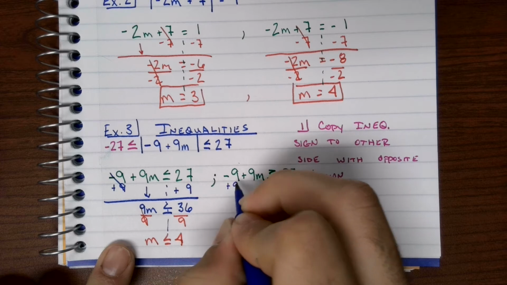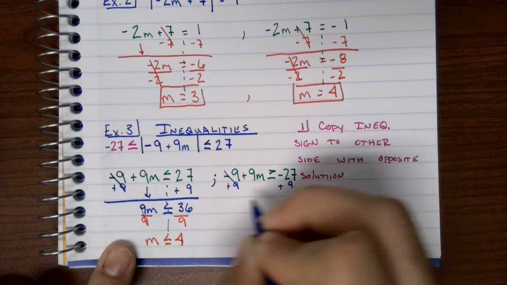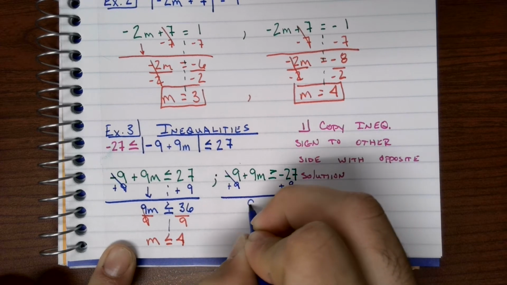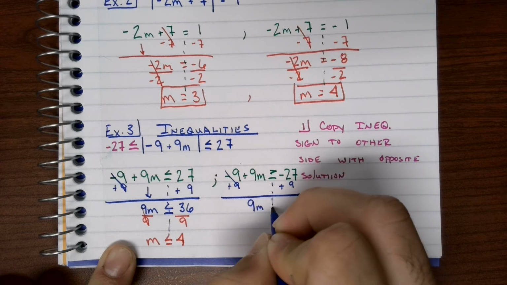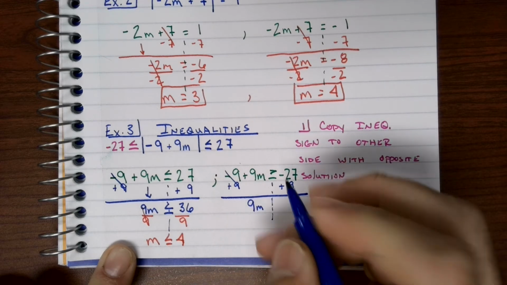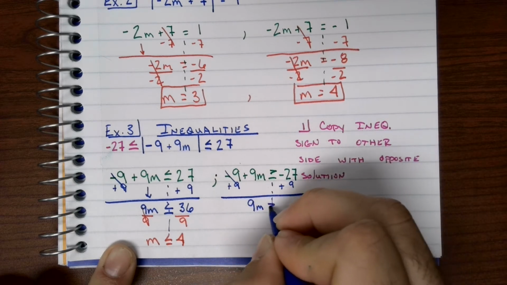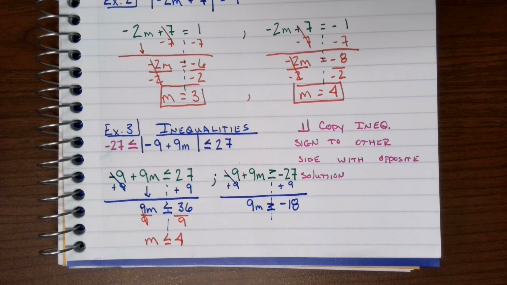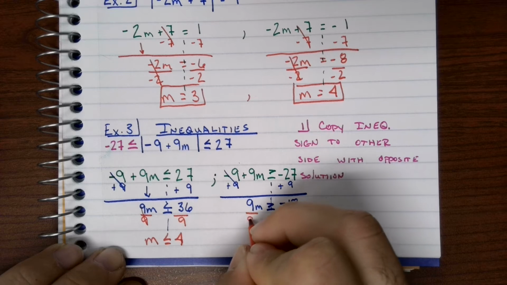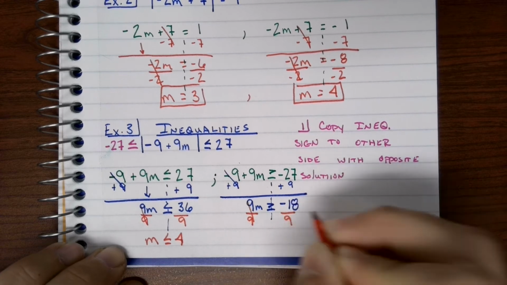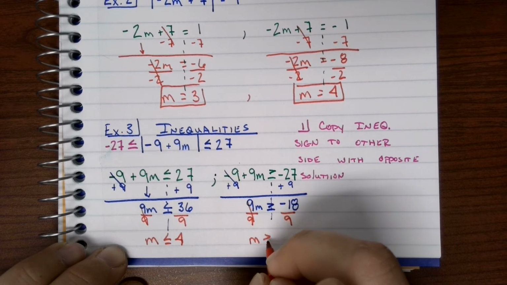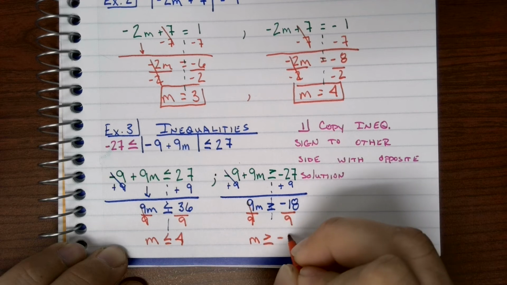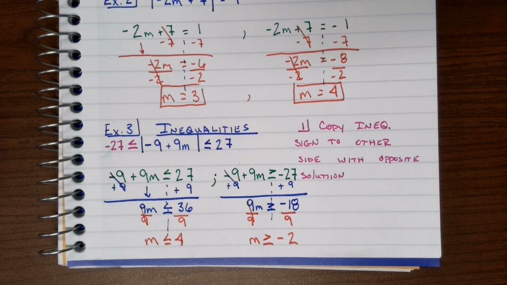Add 9 to both sides. All I have is 9m that's left. Drop my little line here. Negative 27 plus 9 is negative 18. And then we're going to divide by 9 on both sides. And m is greater than or equal to negative 2. Okay?